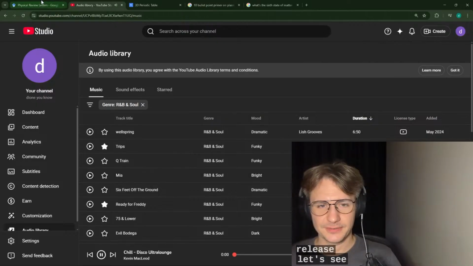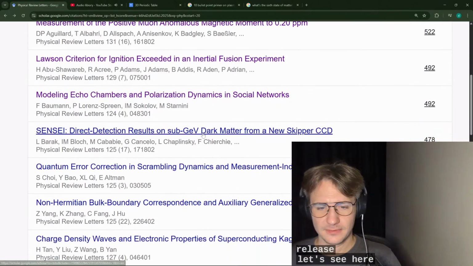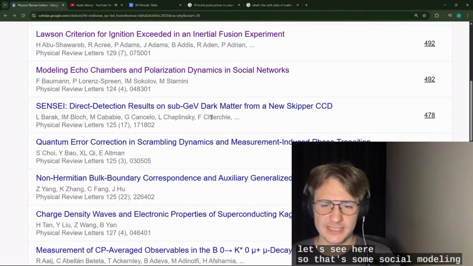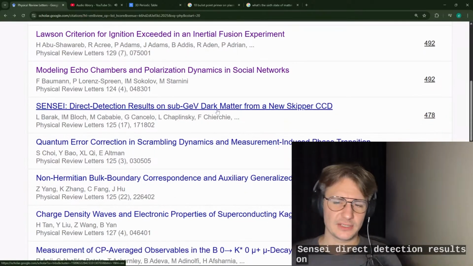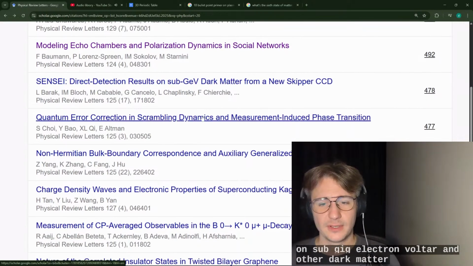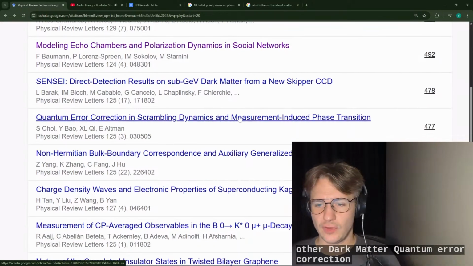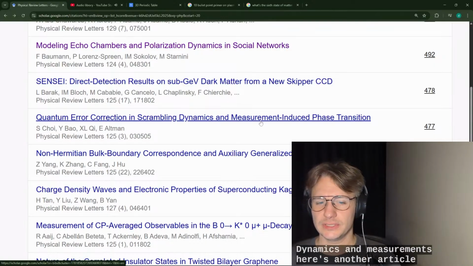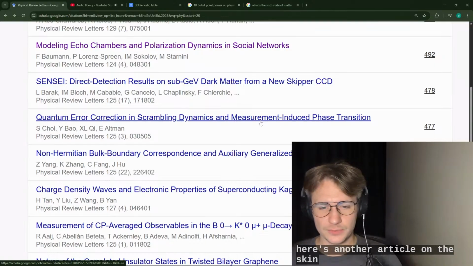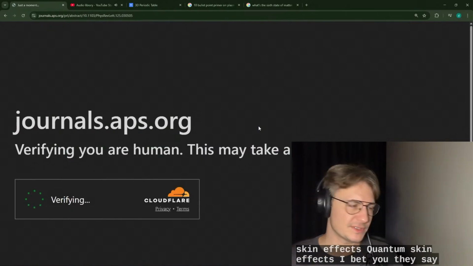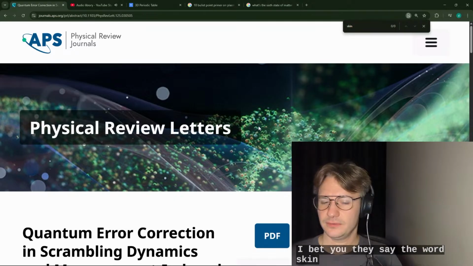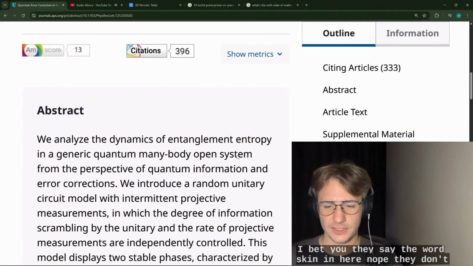Let's see here. So that's some social modeling. SENSEI direct detection results on sub-GeV dark matter, quantum error correction in scrambling dynamics and measurement. Here's another article on quantum skin effects. I bet you they say the word skin here. Nope, they don't. What are they talking about then?